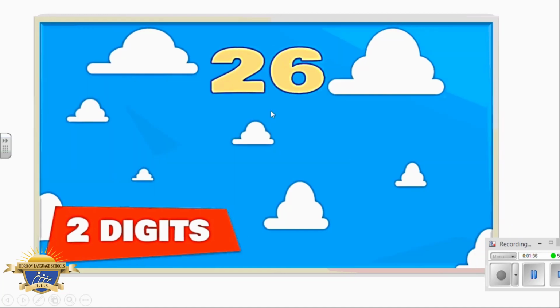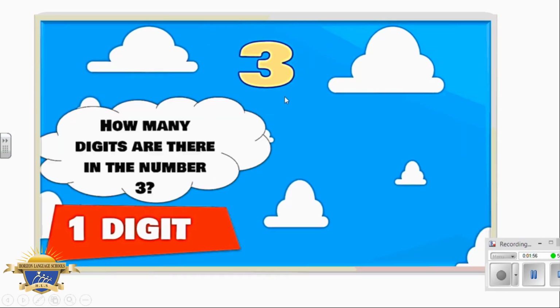Okay, what about number 26? How many digits do we have? Let's count together. 1, 2. So 26 is a 2 digit number. Ones and tens. What about number 3? How many digits are there in the number 3? We have just one number, so it's just one digit number. 3 is a one digit number, which is ones.